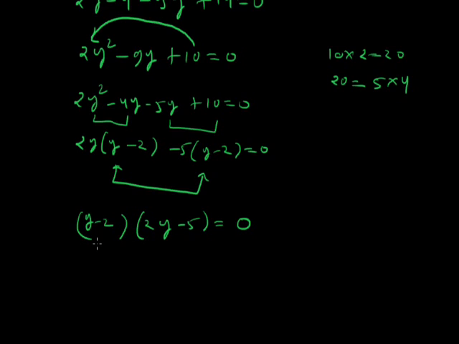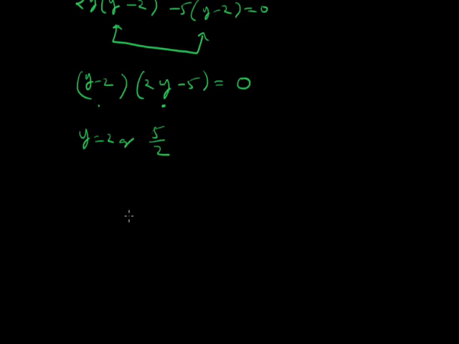Now again the product of these two terms is 0. It is possible either this term is 0 or this term. So this is 0 only when y equals 2, or this term should be 0 when y equals 5 by 2. So the value of y is 2 or 5 by 2, but we have to find the value of x, not y. What we assumed is that x plus 1 upon x equals y.